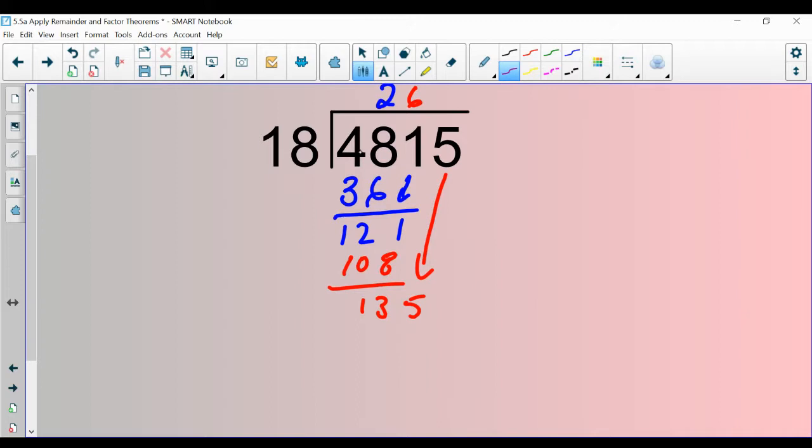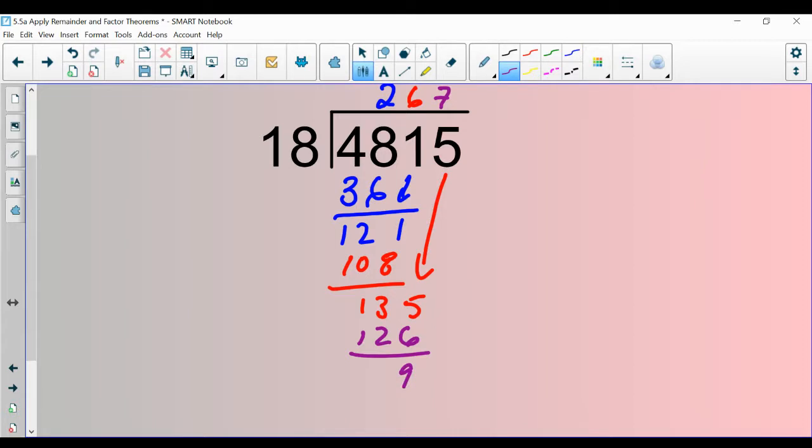We asked how many times 18 goes into 48, then into 121. Now, how many times does 18 go into 135? 18 goes into 135 seven times. Then you take 7 times 18, which is 126. Once again, subtract those, and you get 9.